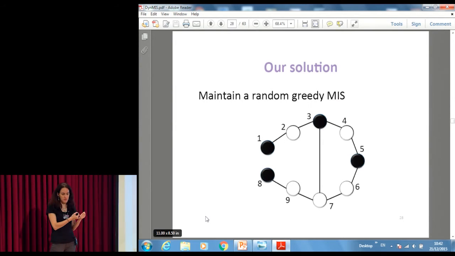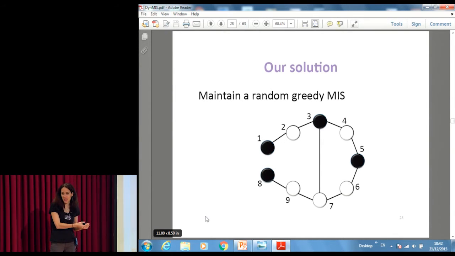And the bad guy that makes the topology changes has to be oblivious to my random MIS. So we can know the graph structure, but not what my MIS is. So what is random greedy? So let's ignore for a second the computation model, the dynamic distributed model, just random greedy.